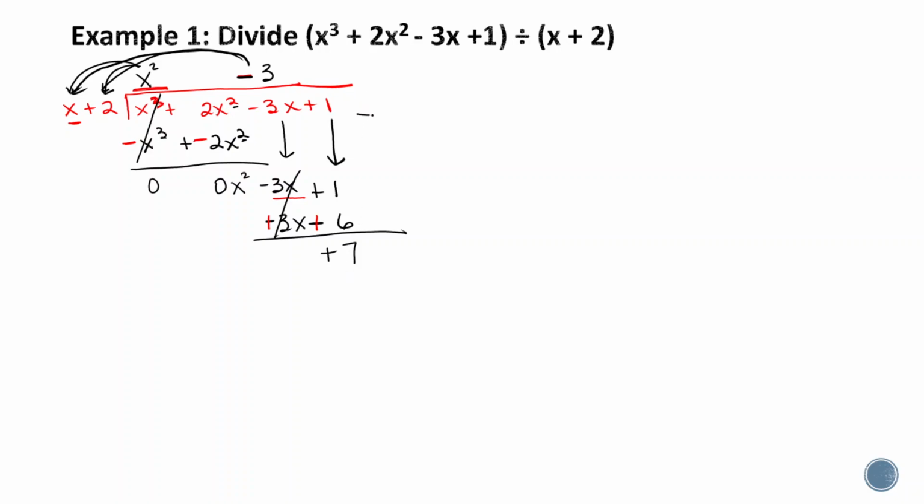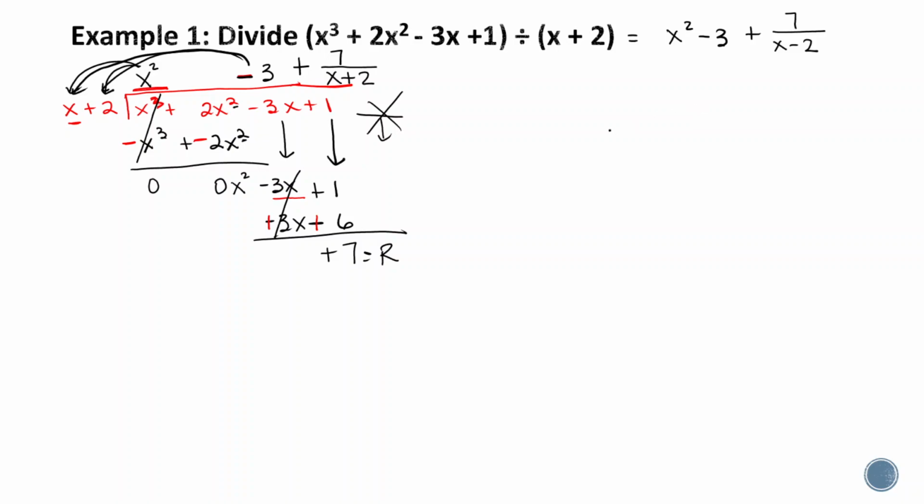Now, I don't have anything else to bring down. There's nothing else over here. So that means I'm done with the problem, and this is my remainder. Now, if you remember when you learned division at the very beginning, you always just put R whatever. The next phase of learning division was to learn how to write that remainder as a fraction. And so our remainder here is going to be 7 over the divisor. And then we add that remainder. So my end result is x squared minus 3 plus 7 over x plus 2.